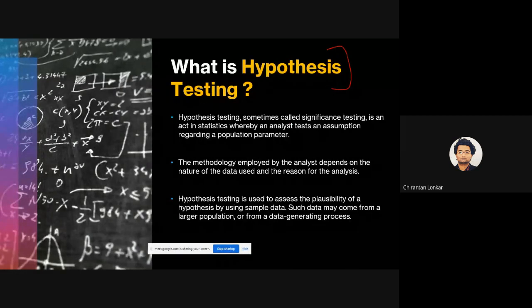Hypothesis testing is sometimes also called significance testing. You don't have to get confused, it's one and the same. Hypothesis testing and significance testing are one and the same. It's an act in statistics where an analyst tests an assumption regarding a population parameter.